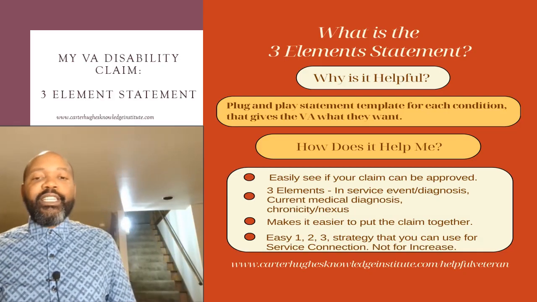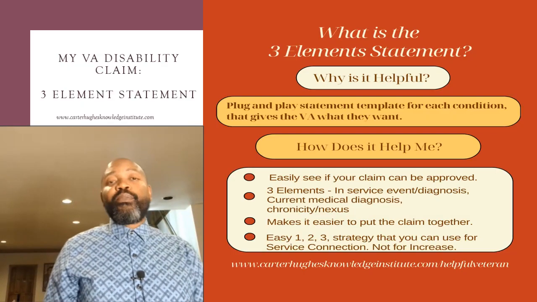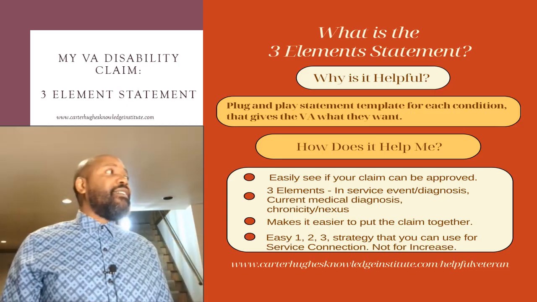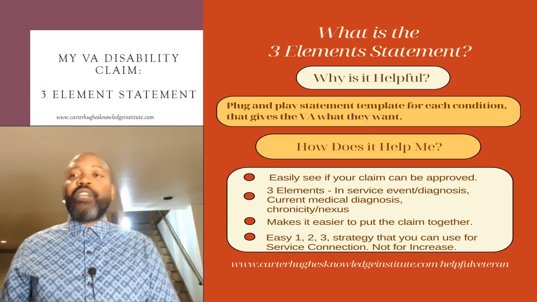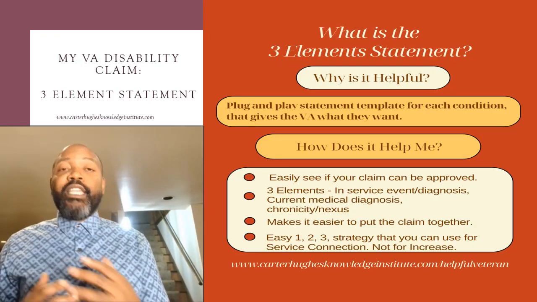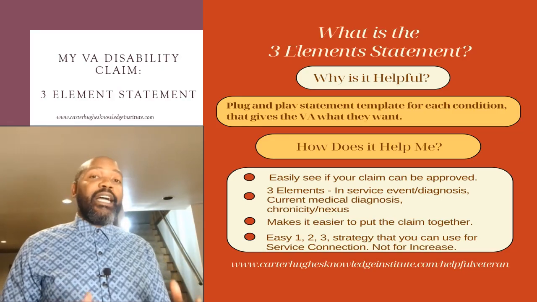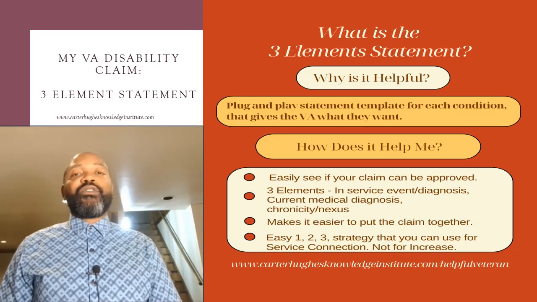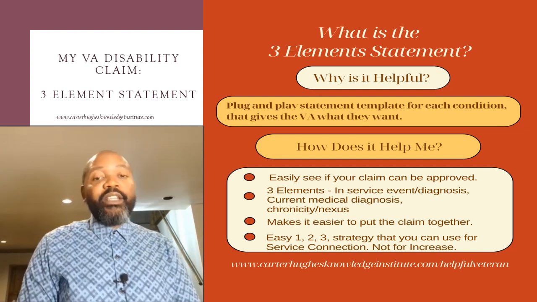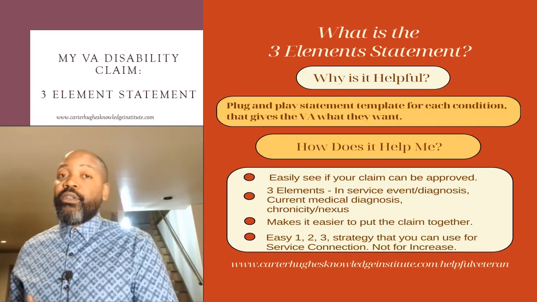It lays those things out easily for you, and it helps you to easily see if your claim can be approved. You can evaluate your claim as you look at this statement, making sure: do I have the in-service information? Do I have a current medical diagnosis? You can allow the C&P examiner to give you a medical diagnosis, or you can have your own doctor give you that diagnosis. Again, it lays out those 3 elements and makes it easier for you to put that claim together. It's an easy 1, 2, 3 strategy that you can use to get that initial service connection.